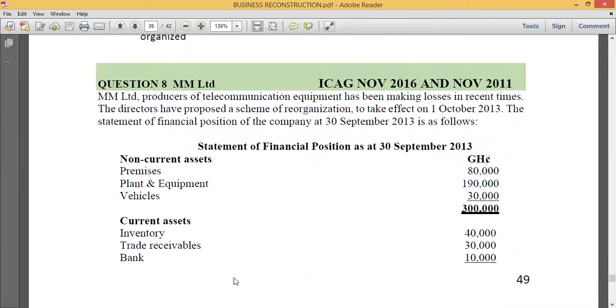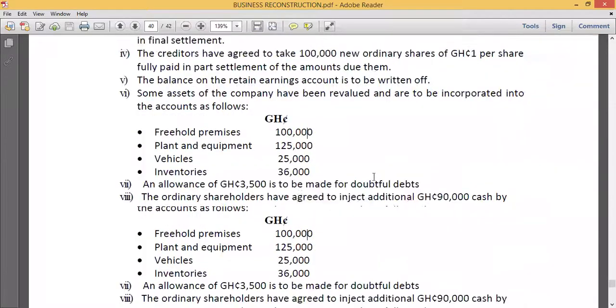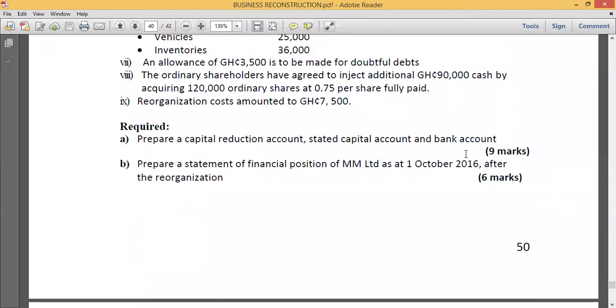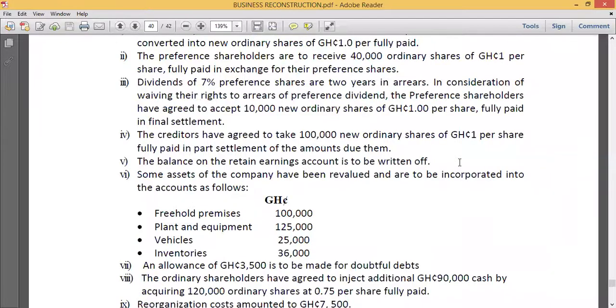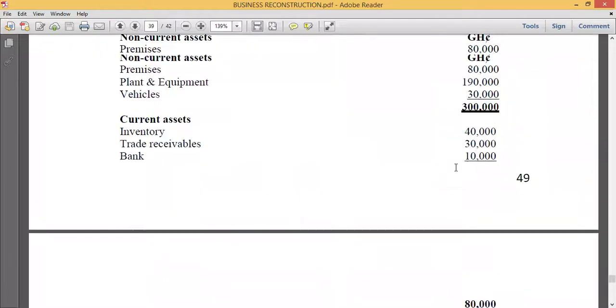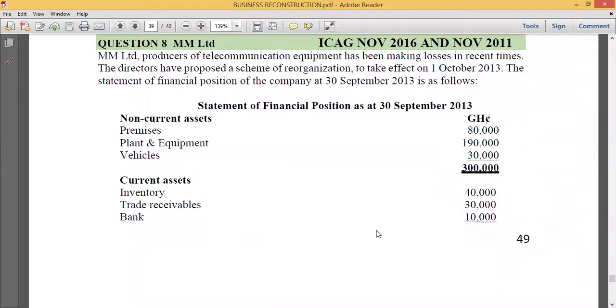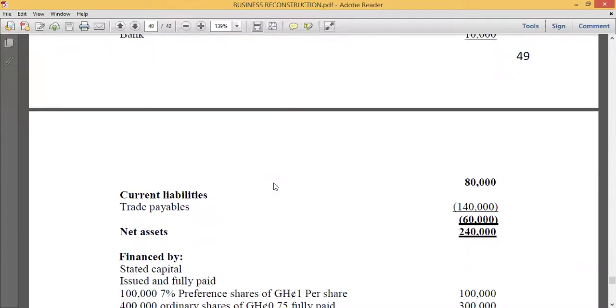Good. Have you seen, it's as at 30th September 2013. But go to the requirement. If you go to the requirement, you can see as at October 2016, right? So it's 2013, not 2016. Good. But the financial position given to us is as at 2013. So that is it. Now the items are there. All of them, they are there.